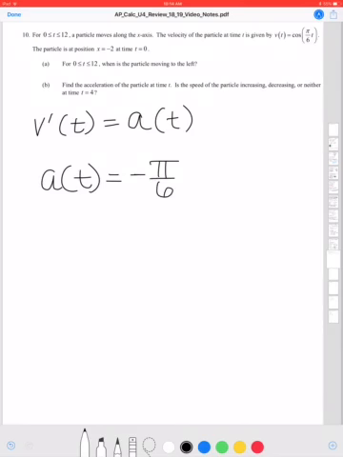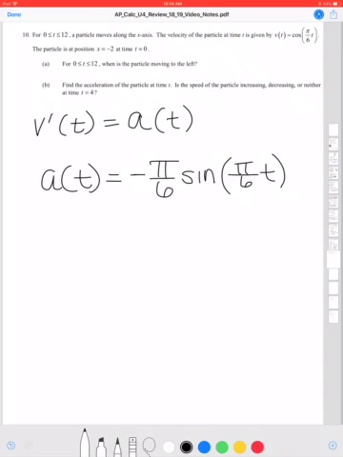All right, so the derivative of cosine is negative sine, and the derivative of the inside is pi over 6. So I'm just going to go ahead and move that to the front. Voila. All right, then they ask us, is the speed of the particle increasing, decreasing, or neither?